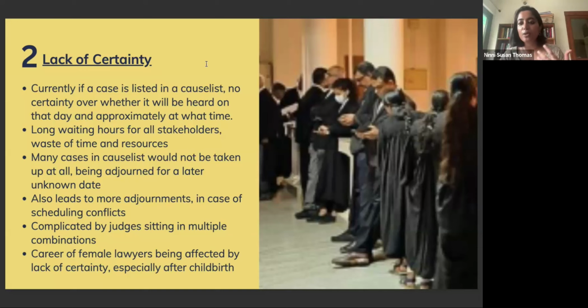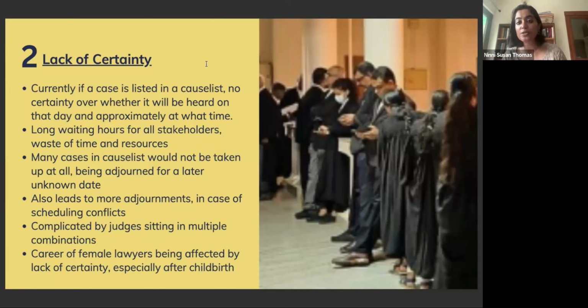We also spoke to women lawyers who are very much affected by this lack of certainty because they're not able to manage their childcare around it. They're not able to say, okay, at lunchtime I will be able to go home, take care of my child, or handle any other parent-caring responsibilities, because you might just have a matter that comes up at 2 o'clock and you will not be able to leave the court.